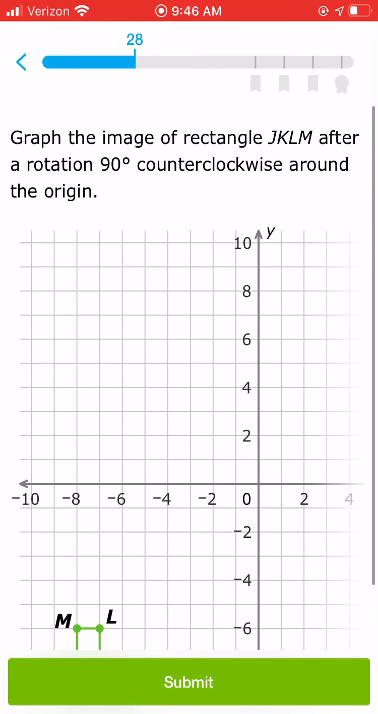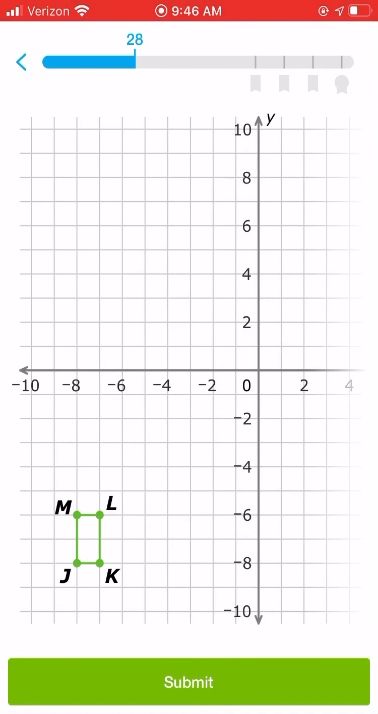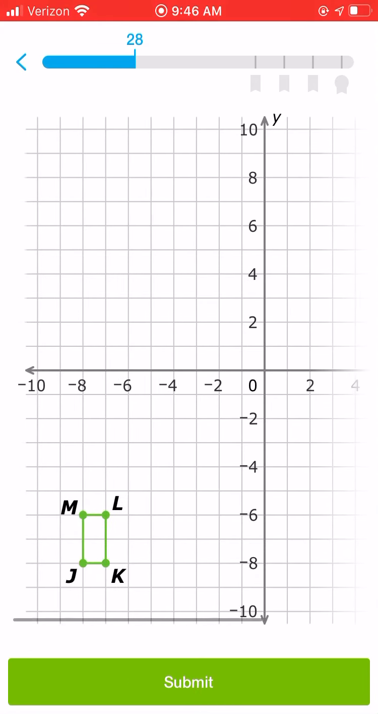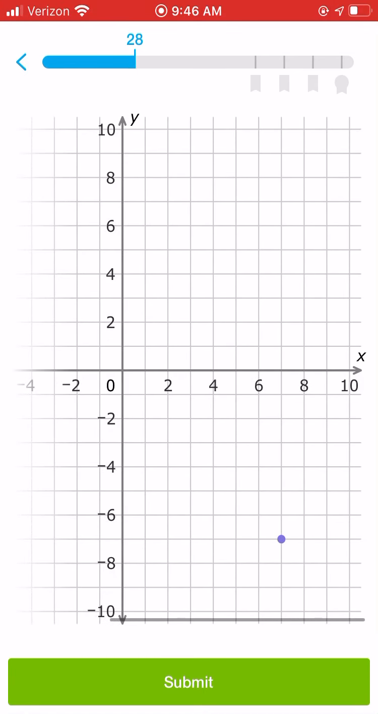Okay, so 90 degrees counterclockwise puts me in the fourth quadrant. And I'm going to change my X and Y's again. So I have 7, 6. So I'm going to do 6, 7. Okay, just drop it. That's not the one I was trying to do. Okay, that was L. Then I have M is 8, 6. So I'm going to do 6, 8.